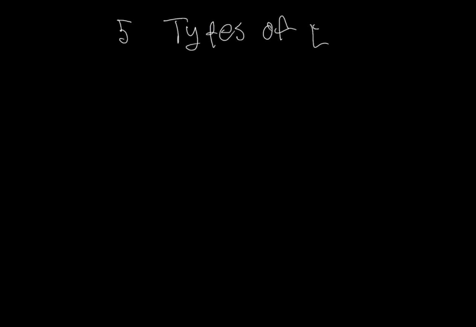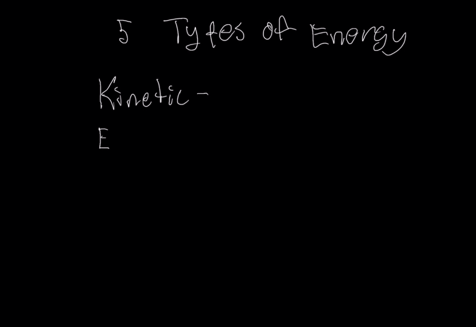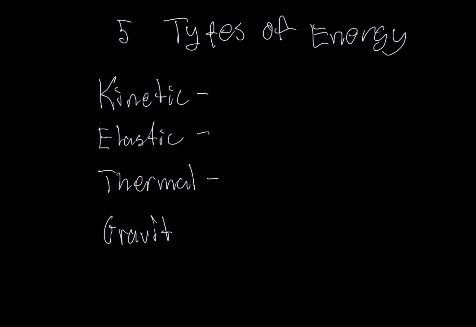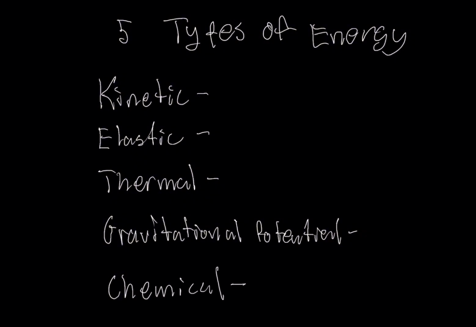Welcome. In today's video, we will be learning how to make energy storage and transfer pie charts. There are 5 types of energy: kinetic, elastic, thermal, gravitational potential, and chemical. And you will use all of these when making your pie charts. If you want a more in-depth description of the energy types, I will leave video links in the description.